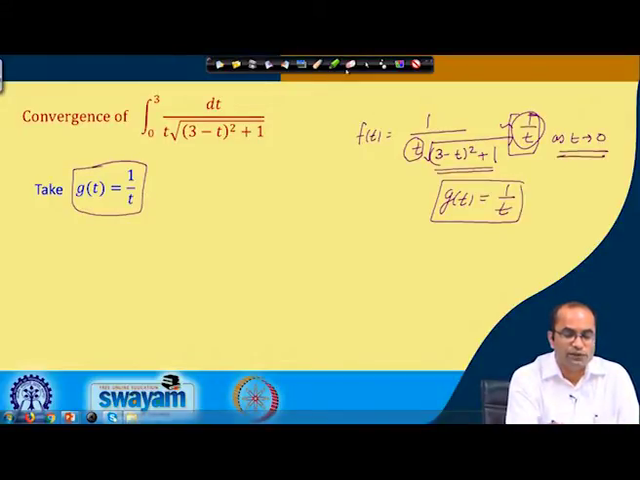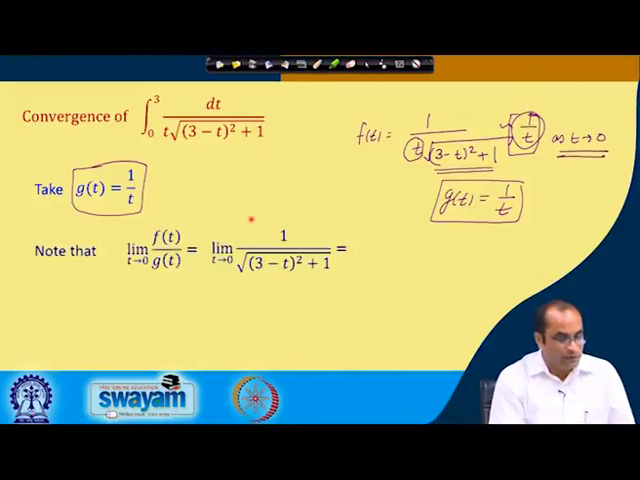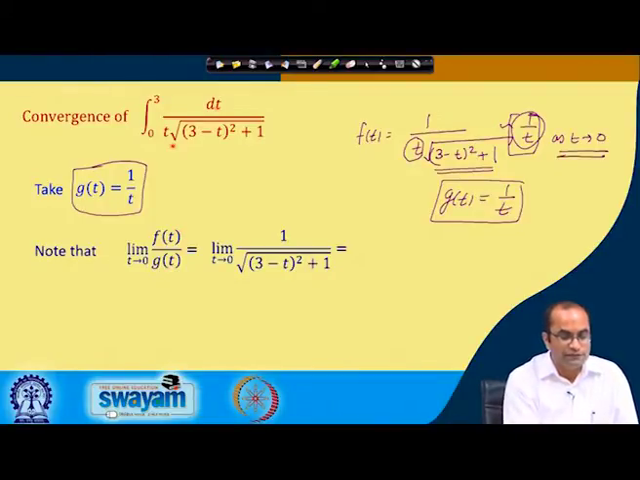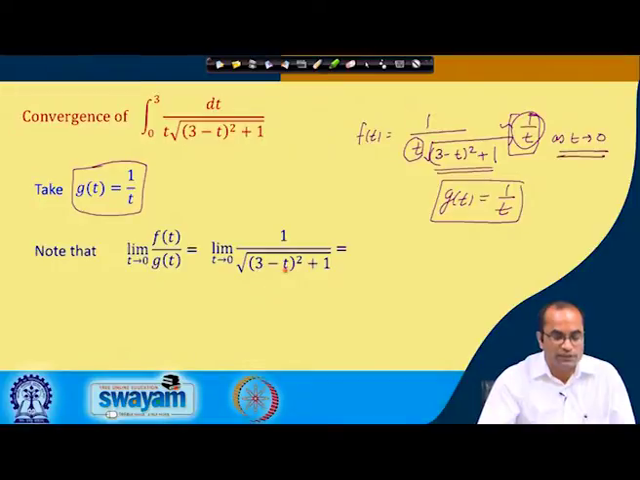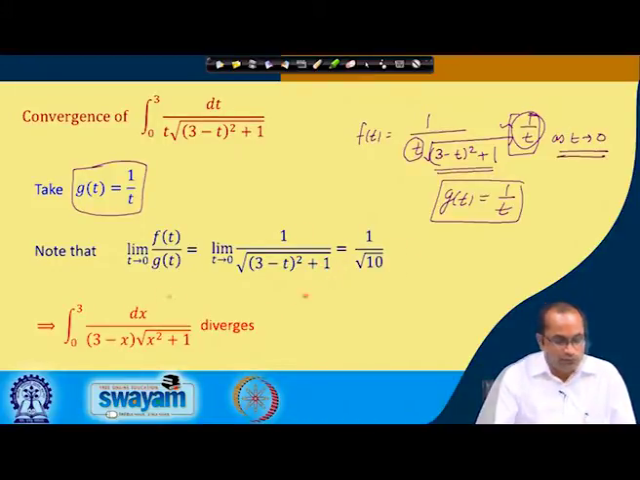By taking this, we can now compute the limit as t approaches 0 of f(t) over g(t). So f(t) is 1 over t times the square root of (3 minus t) squared plus 1, and g(t) is again 1 over t. So this t will get cancelled, and when t approaches 0, we will get 1 over the square root of 10. So in that case, this integral from 0 to 3 of dx over (3 minus x) times the square root of x squared plus 1 diverges.